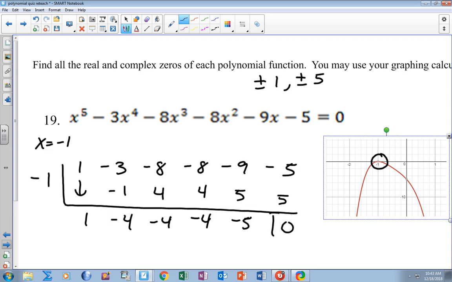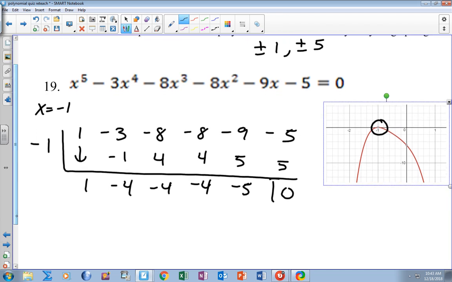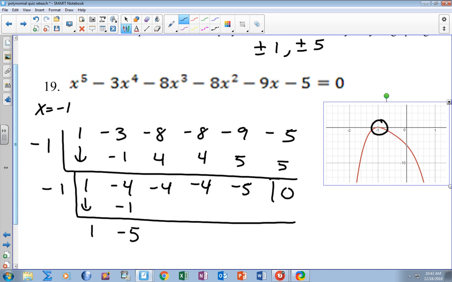So now we know that that is one of the roots. It looks like it's a double root, so I'm going to try again. I'm going to take -1 through again. So again, we bring down our 1. 1 times -1 is -1. And sure enough, it is a root.